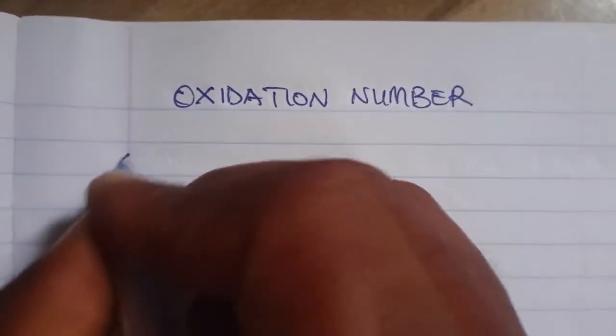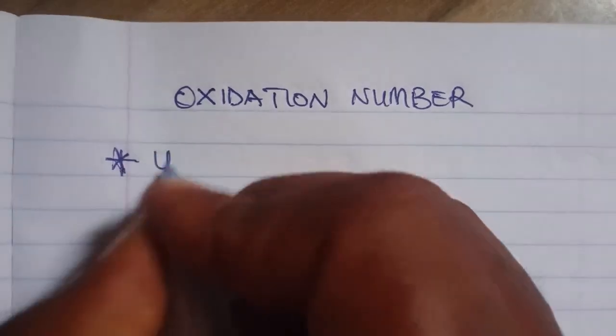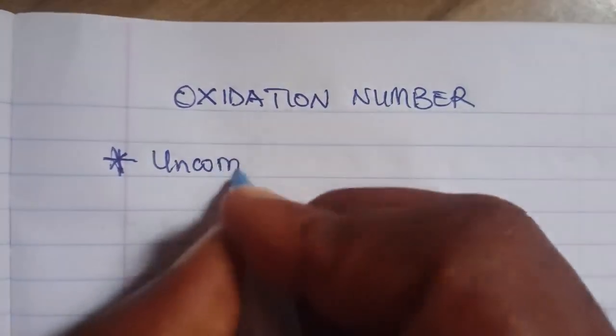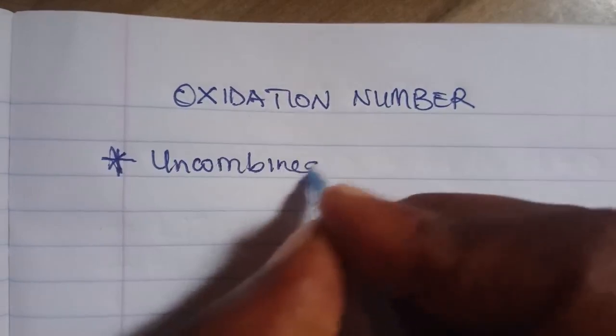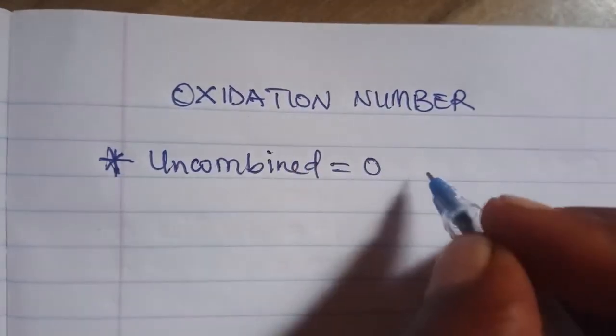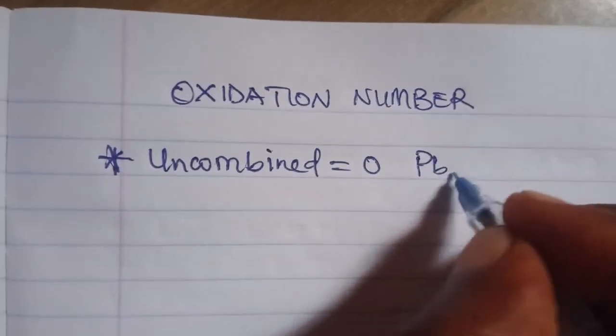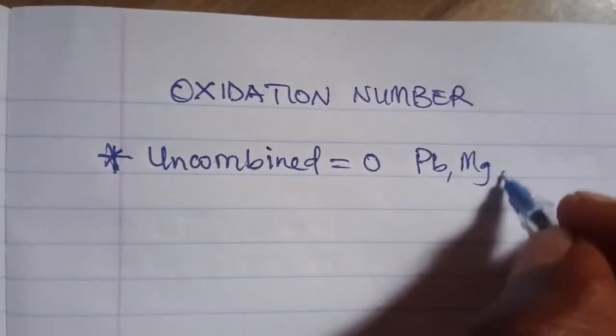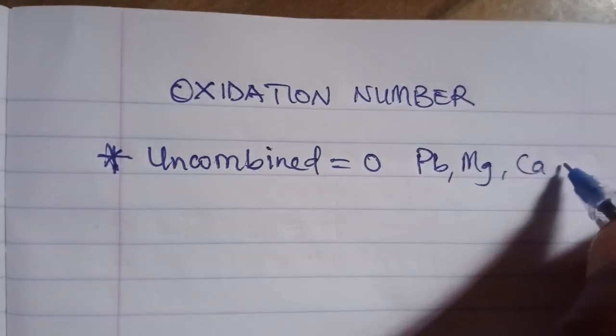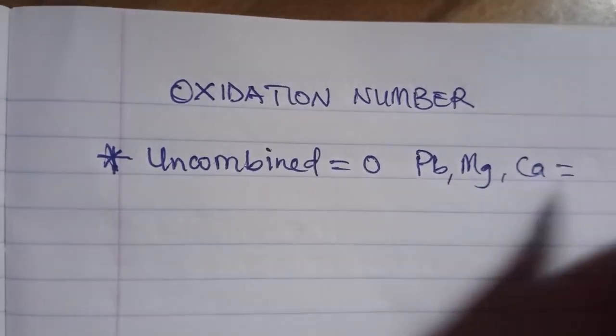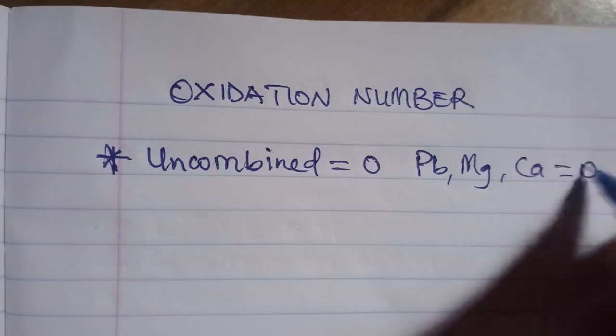The first one is that any free element, which is any element that is uncombined, its oxidation number is 0. What we mean by that is that if we have something like lead, magnesium, or even calcium, any element, since they are uncombined, their oxidation number is 0.